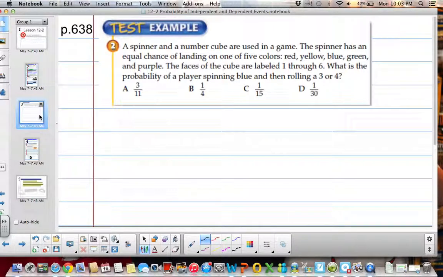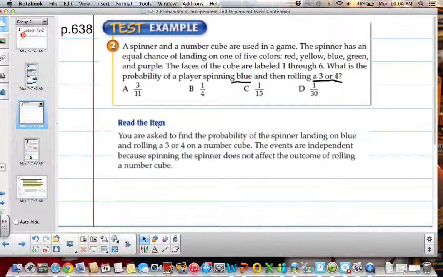A spinner and a number cube are used in a game. The spinner has an equal chance of landing on one of 5 colors: red, yellow, blue, green, and purple. The faces of the cube are labeled 1 through 6. What is the probability of a player spinning blue and then rolling a 3 or 4? So this is an example of independent events again.